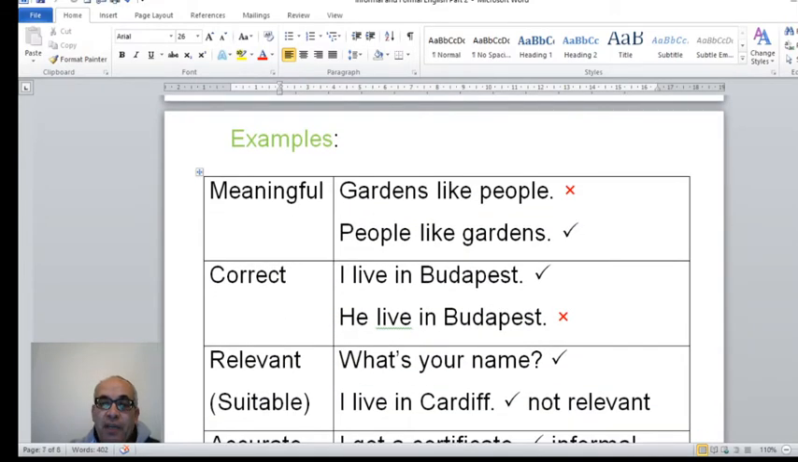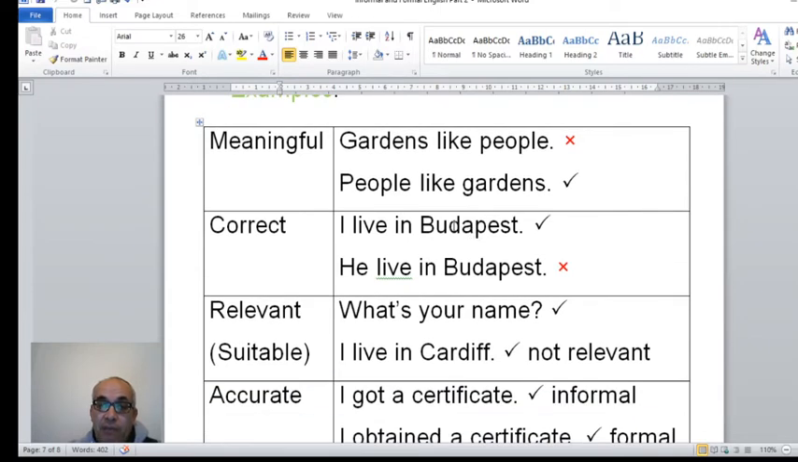So, meaningful. "Gardens like people" has no meaning. "People like gardens" has meaning. Correct. "I live in Budapest" is correct. "He live in Budapest" is not correct.